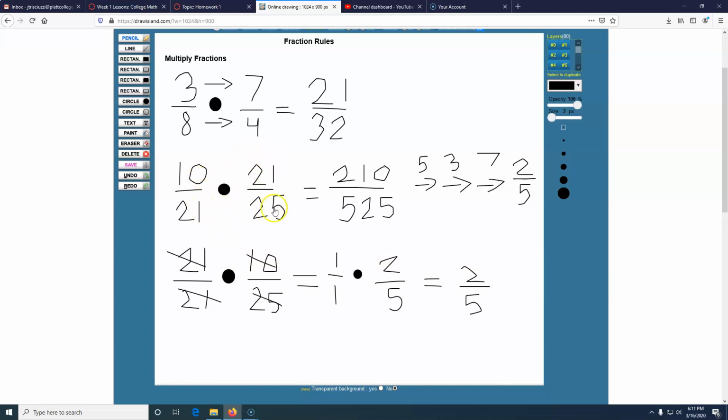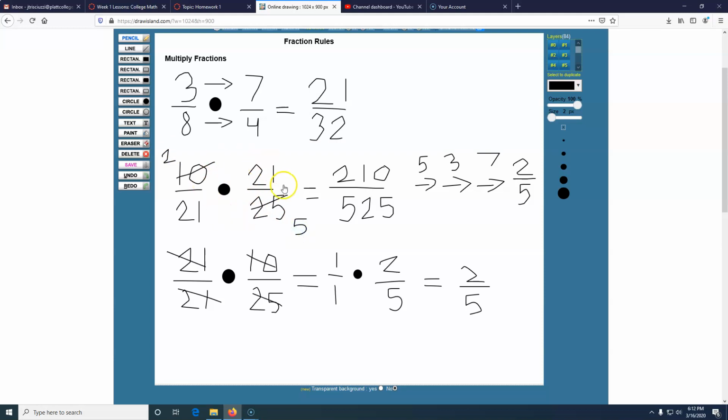And so going back to the original problem here, I don't have to actually look at 10 over 21 and 20 over 25. I can look at 10 and look across at the 25. So I can see here that 10 and 25 both have 5 in common. As long as one is on top and one is on bottom, I am allowed to simplify that immediately. And when I do that, just like before, this 10 becomes a 2, and this 25 becomes a 5.